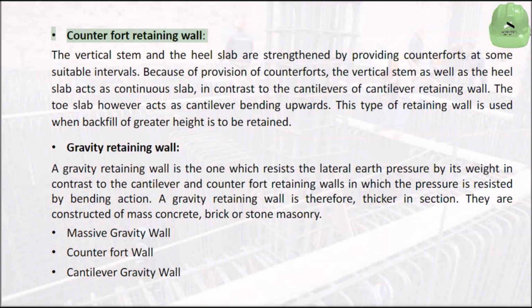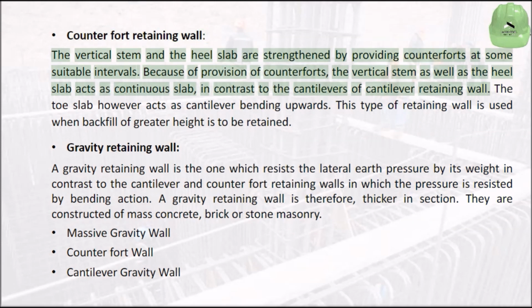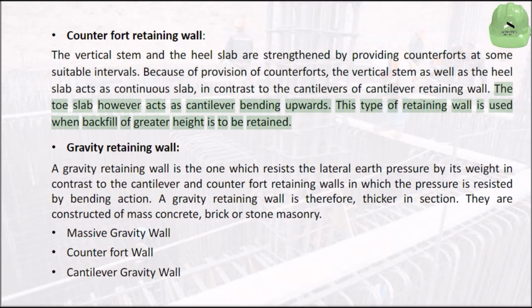Counterfort retaining wall. The vertical stem and the heel slab are strengthened by providing counterforts at suitable intervals. Because of the counterforts, the vertical stem as well as the heel slab acts as a continuous slab, in contrast to the cantilevers of a cantilever retaining wall. The toe slab, however, acts as a cantilever bending upwards. This type of retaining wall is used when backfill of greater height is to be retained.